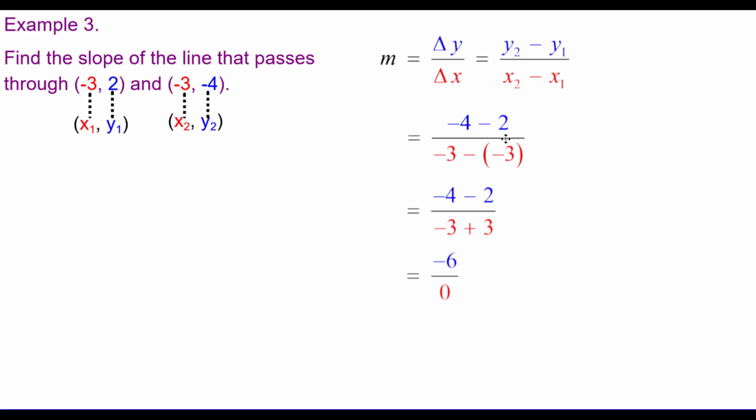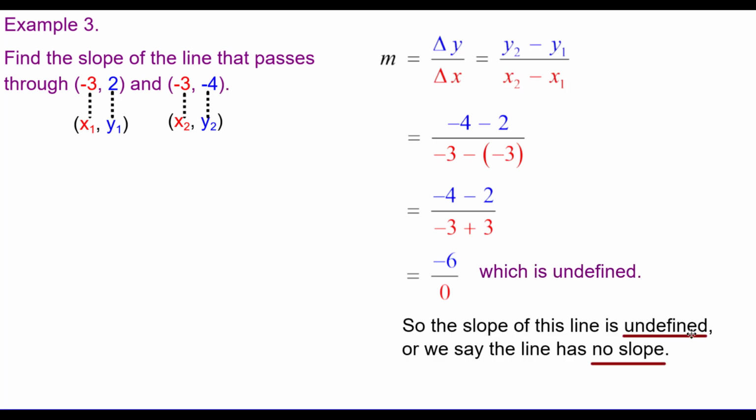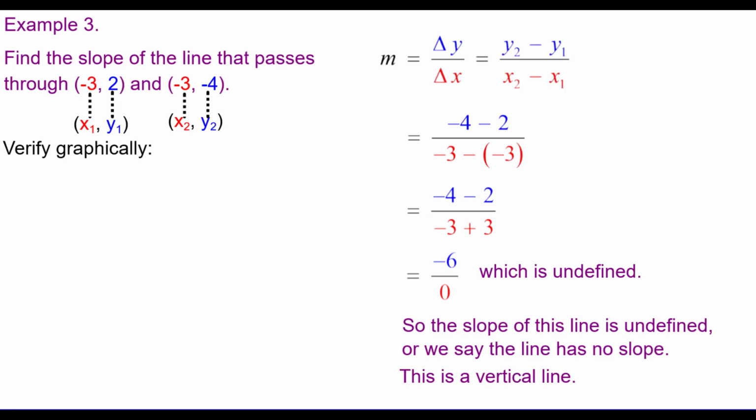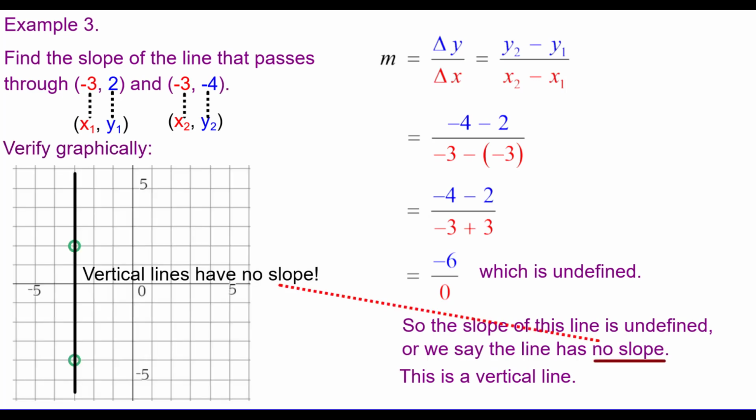This is -4 plus a -2 is -6. This is -3 plus 3, which is 0. And simplifying that, this is undefined, which means the slope of this line is undefined, or we say that the line has no slope. And what kind of lines are we talking about? Vertical lines have no slope, or the slope is undefined. We'll verify it graphically. If you want to do this, go ahead and pause to do so. So we plotted the 2 points, drew a line, saw it was vertical, and vertical lines have no slope, so this does check.